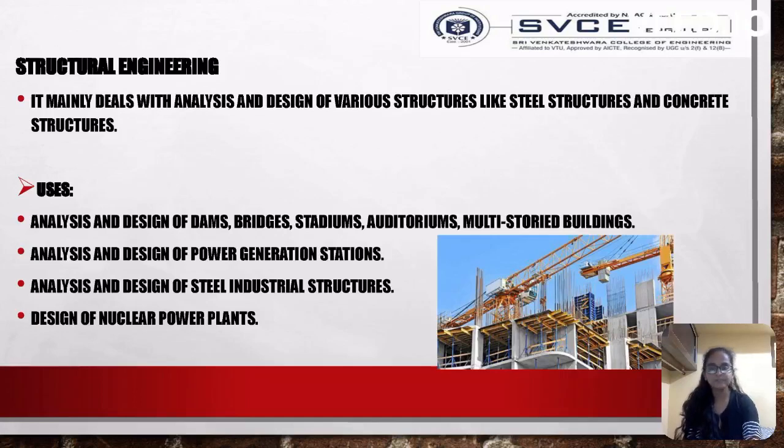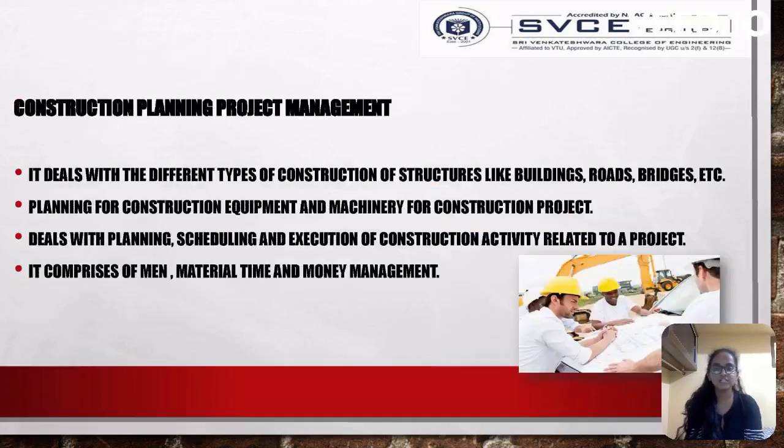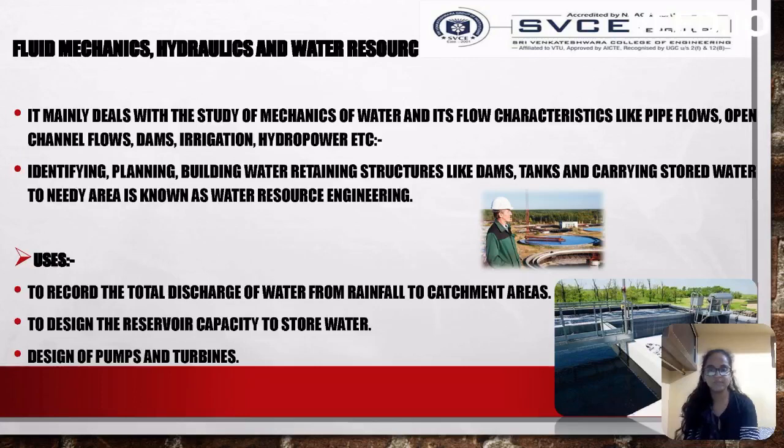And the next part is construction planning and project management. Here, construction planning and project management deals with different types of construction of structures like buildings, roads, bridges, etc. Planning for the construction equipment and machinery for the construction project. It deals with the planning, scheduling, and execution of any construction activity related to a project. It comprises men, material, time, and money management.